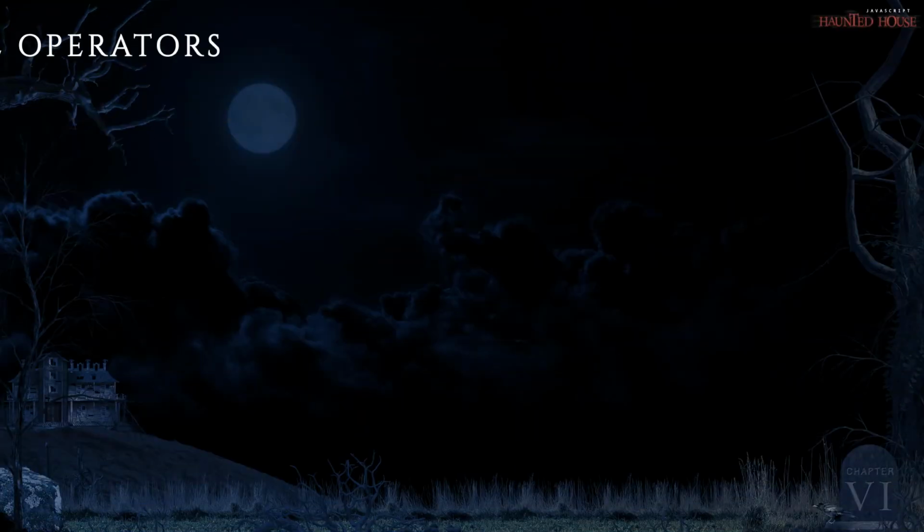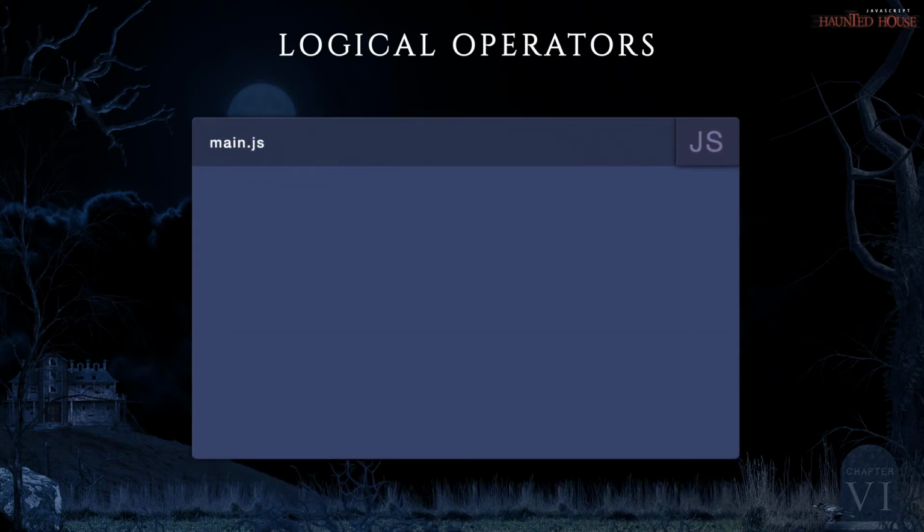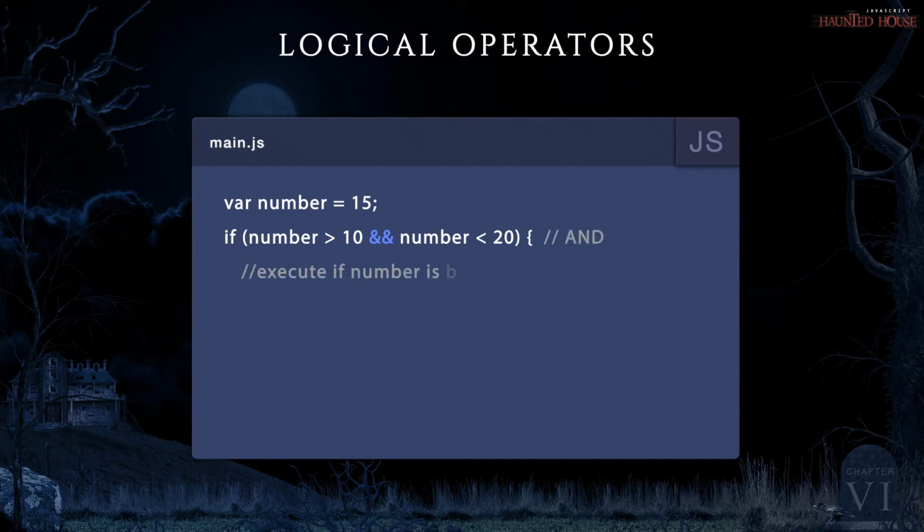We can also create multiple conditions in a single line. For example, let's declare a variable and set any number to it. Let's go ahead and create the if statement. And inside the parentheses, we put not 1, but 2 conditions. The first is that the number is greater than 10. And the second is that it is less than 20. To tell JavaScript we want both conditions to be tested, let's put 2 ampersand symbols. So, the code will run if the number is between 10 and 20.